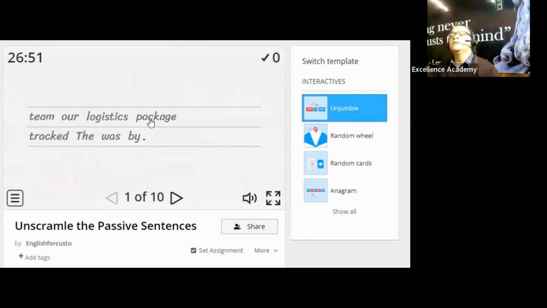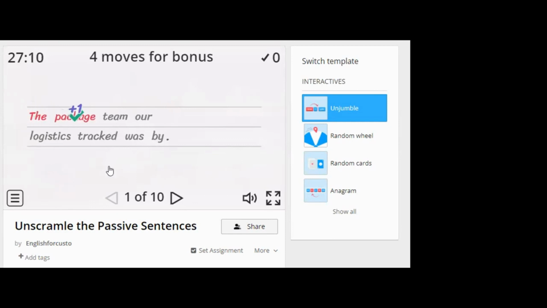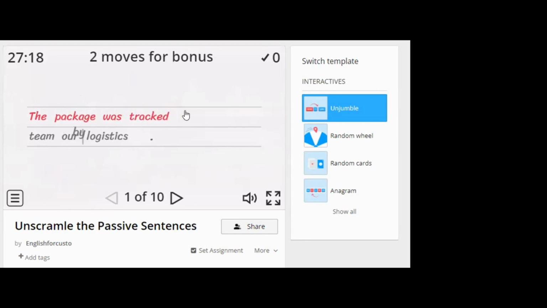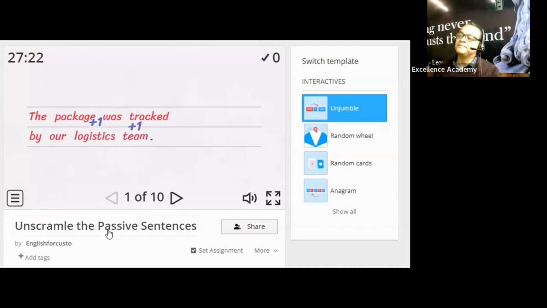So let's see. What would be the first part here? Team, our logistics package tracked the way that was by. What would be the correct order? Okay, I'll give you a start. The package was tracked. Good. By our logistics team. Ah, you got it. Awesome. Okay, so you go ahead and work on that.